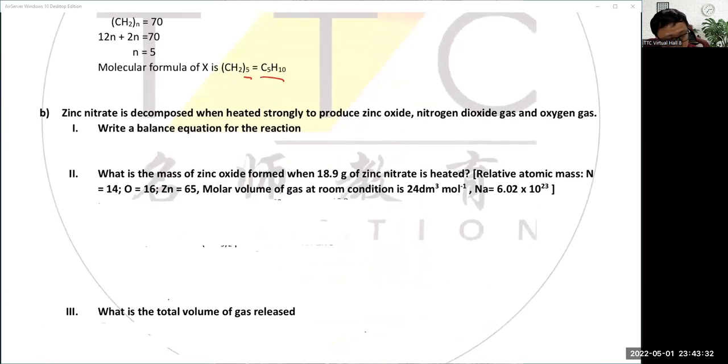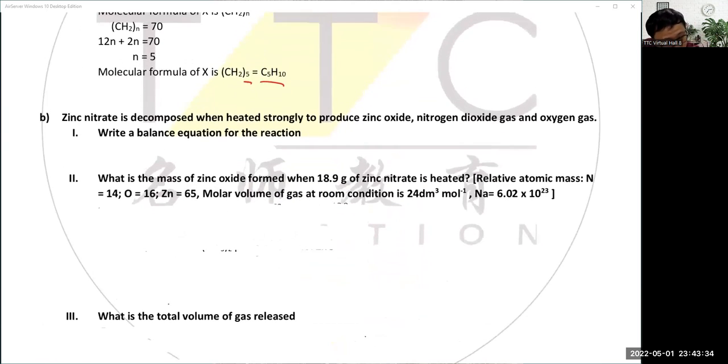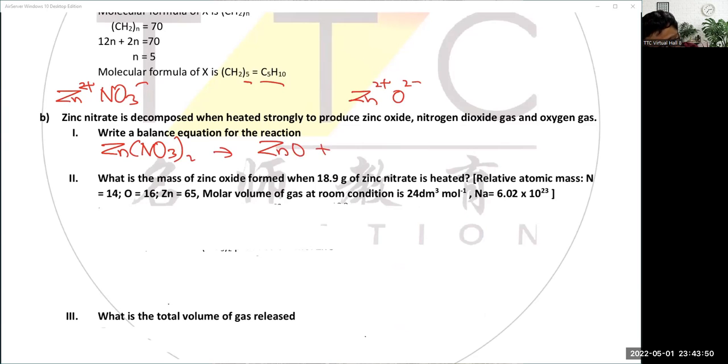Zinc nitrate decomposes when heated strongly. So zinc is Zn2+, nitrate is NO3 minus. So you get Zn(NO3)2. Then you produce zinc oxide. So you get zinc oxide plus nitrogen dioxide and oxygen. Okay, balance this equation.